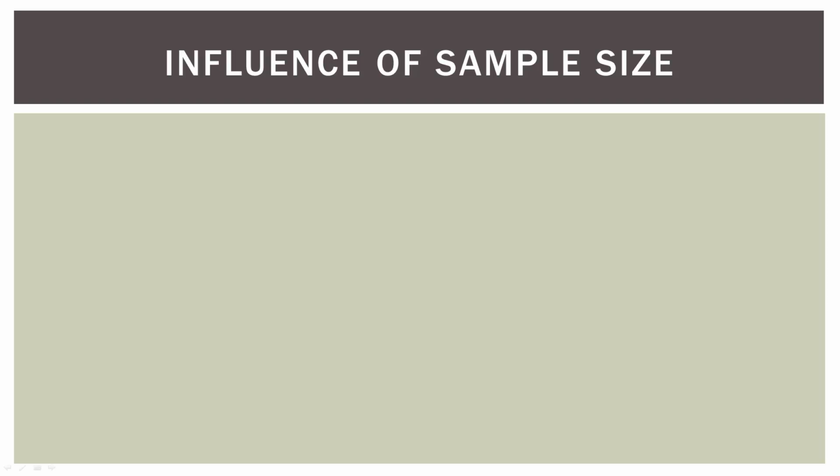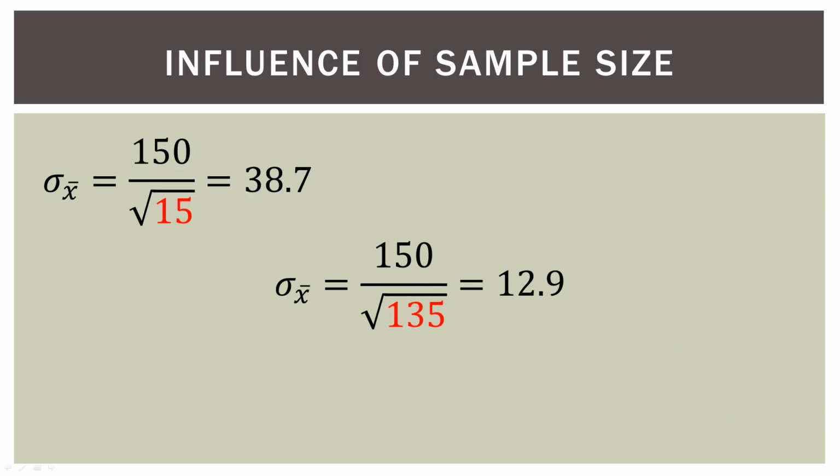Now, we talked briefly about the influence of sample size in the last video, and I'll just go through it real quickly here. So if we had a sample size of 15, the standard error of the mean for this problem would be 38.7, because we know that the population standard deviation is 150 divided by the square root of the sample size. So in this case, it's the square root of 15, so that's 38.7. Now, what if we up the sample size to 135? Look what happens to the standard error. Now it's 12.9. See what happens?